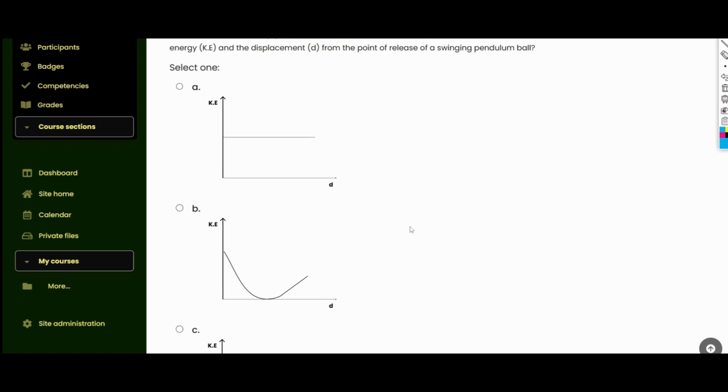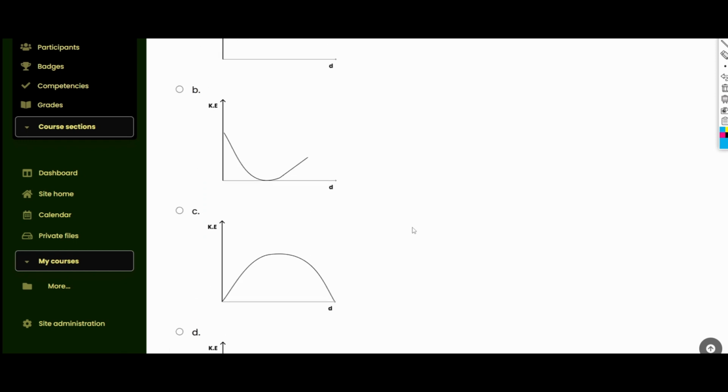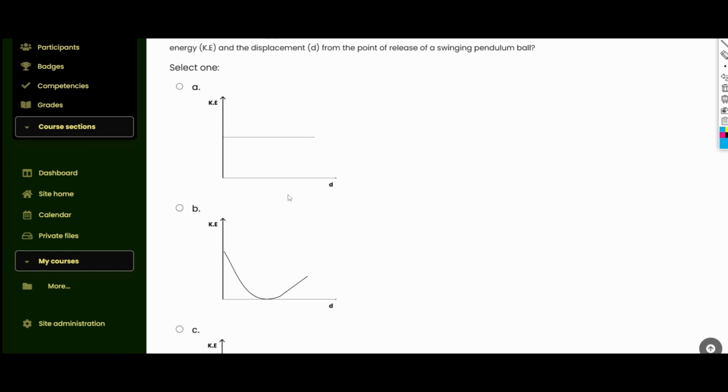So the next question: which of the following graphs correctly represents the relationship between the kinetic energy KE and the displacement D from the point of release of a swinging pendulum bulb? I want to see which of those graphs represents kinetic energy against displacement.